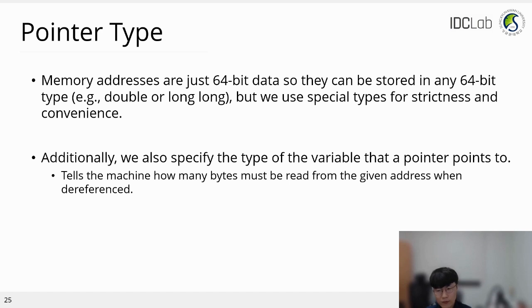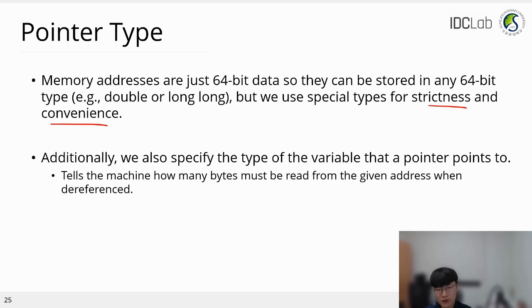But for pointers to explicitly specify that the number is a memory address, we use special types, which we call pointer types. So this is for strictness and convenience. If you just want to store memory addresses as data, then you can just use integer types, so long integer types. But this is ambiguous, right?